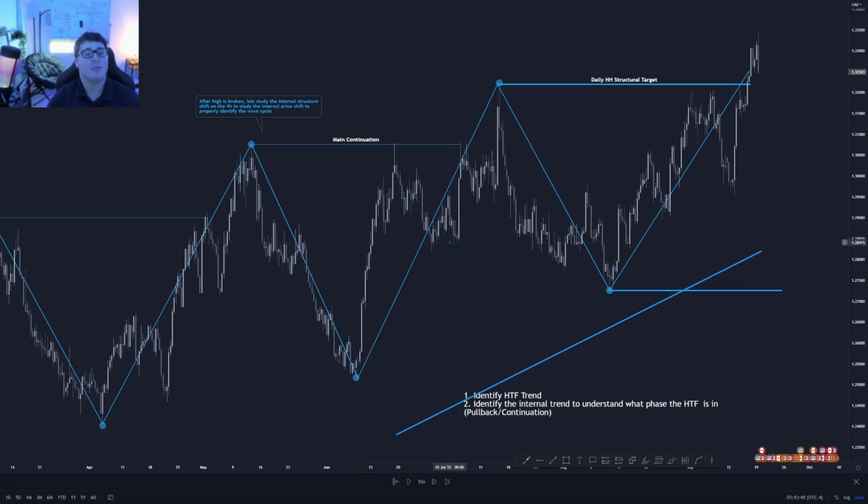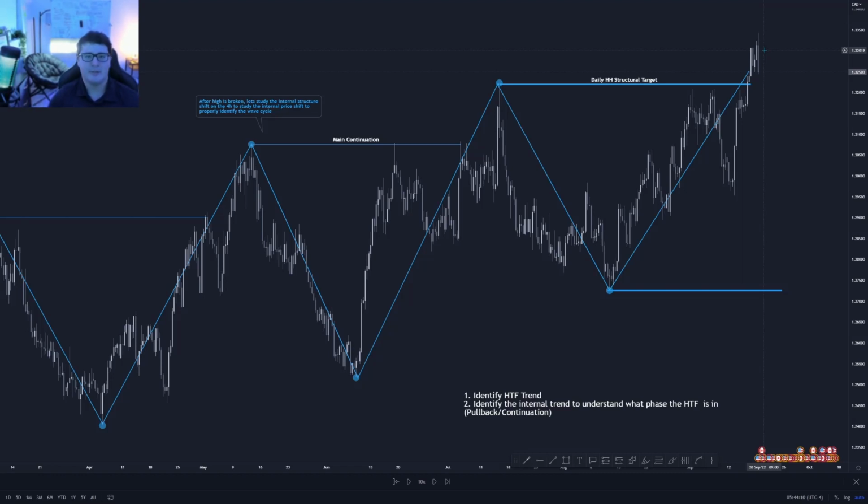I know that'll be some form of internal trend, right? So we're identifying, first of all, where is the higher time frame trend? And we see clearly in this case that the higher time frame is bullish respective to this last higher low that made this current higher high that price is at currently.